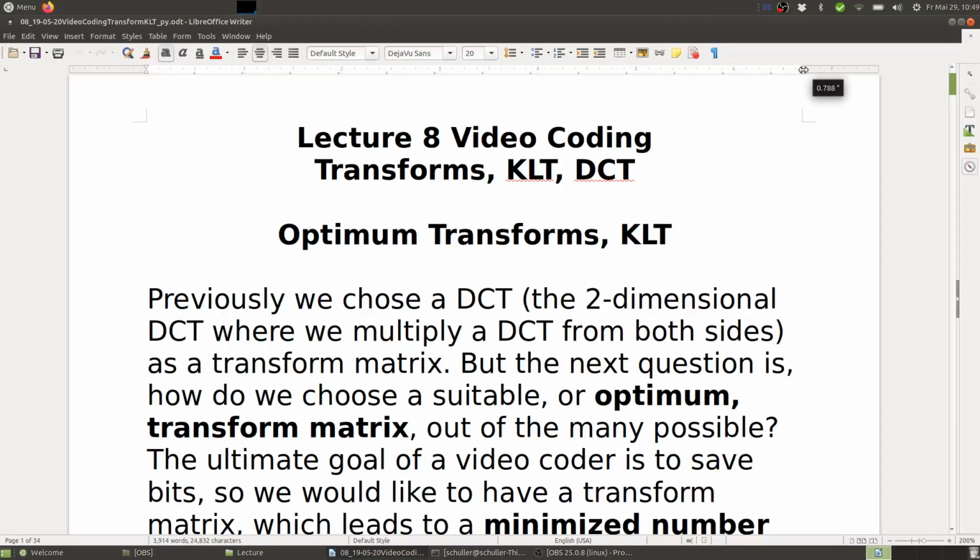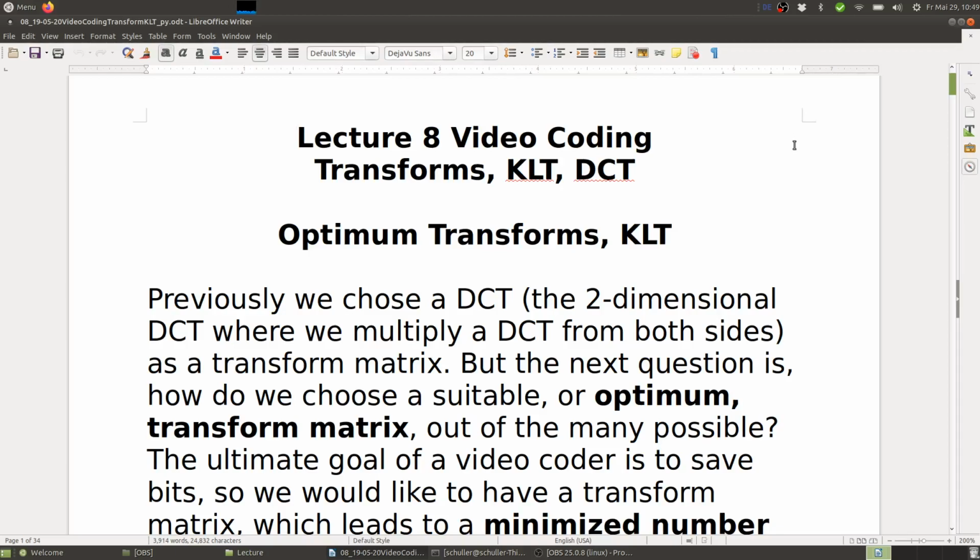Hi everybody, welcome to the next lecture on video coding, this time about transforms, the KLT and the DCT. So first about optimum transforms, or particularly the KLT, and we will see in a moment what that is.